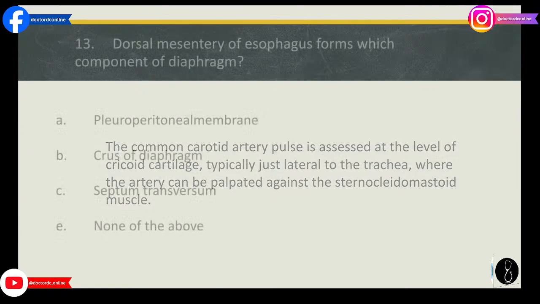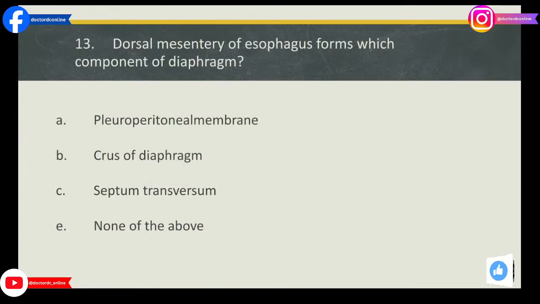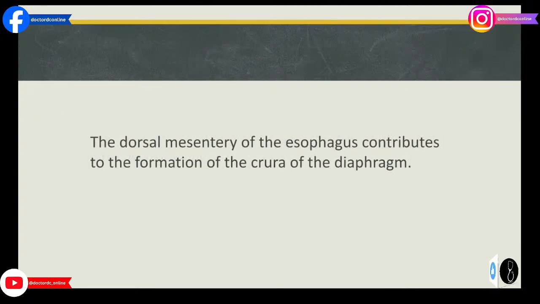In question 13, you are asked which part of the diaphragm is formed by the dorsal mesentery of the esophagus. The options are option A, pleuroperitoneal membrane, option B, crus of diaphragm, option C, septum transversum, and option D, none of the above. The correct answer is option B, crus of diaphragm.